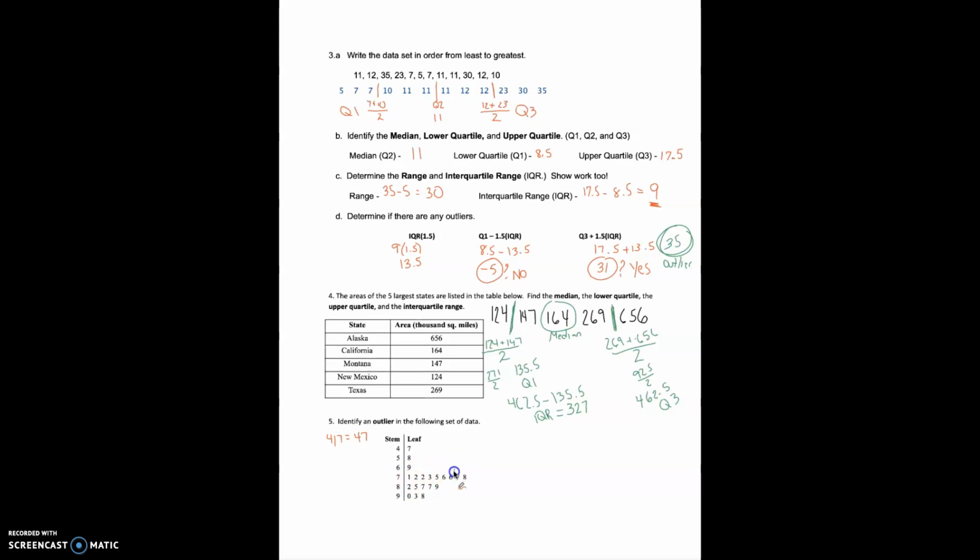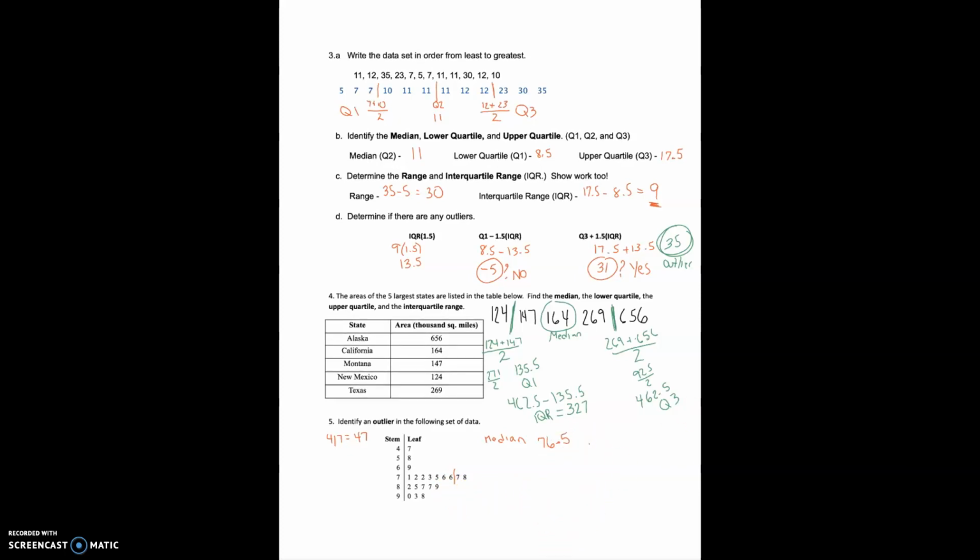So my middle term, or my median, is going to be 76.5. I got that because I found the average of 76 and 77.